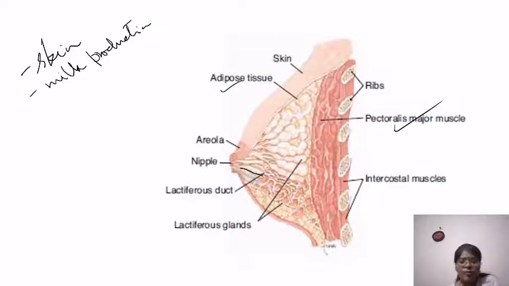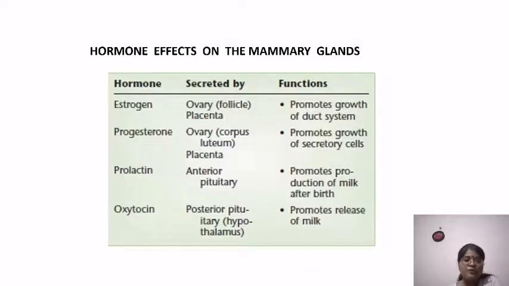Now moving on to milk production. Let's first look at the glands, and then we will look at how milk is ejected to the child. The hormones which affect your mammary glands are, first, estrogen. You know that estrogen is released from both your ovary and your placenta. It promotes the growth of the duct system.